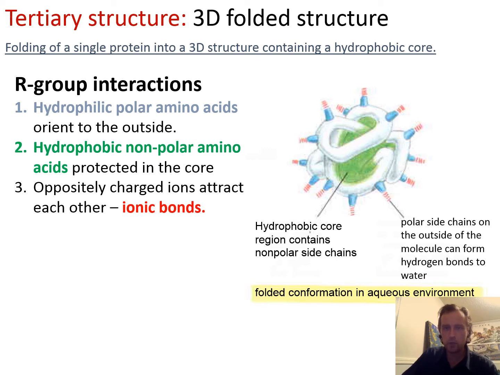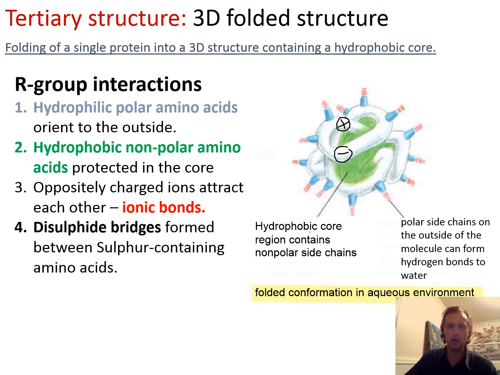If there was an R group right here that had a positive charge, then it could form an ionic bond with another R group here if it had a negative charge. This would form an ionic bond that would help to stabilize the tertiary structure of this protein.